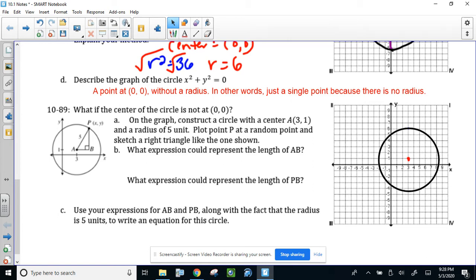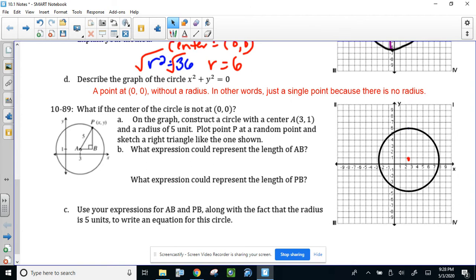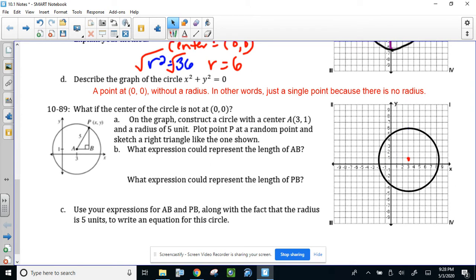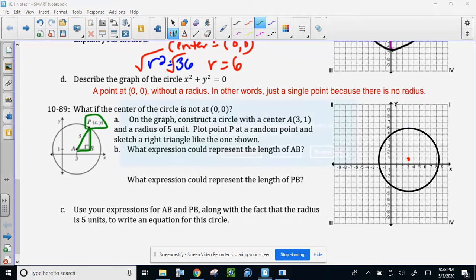Okay, so it says plot point P at random and sketch a triangle like the one shown. So sketch a right triangle. They're showing us here. We've got this random point P drawn in, and we've got our right triangle AB. If I was to draw something like this, maybe we can't tell exactly what those values are, but here's our X and here's our Y, and point P is X comma Y.